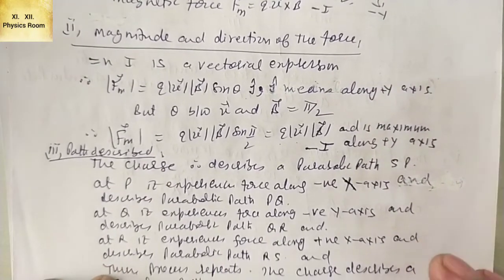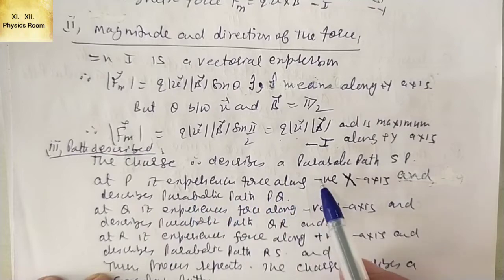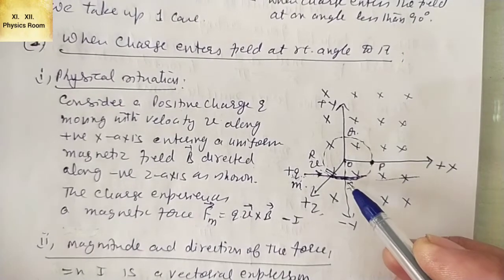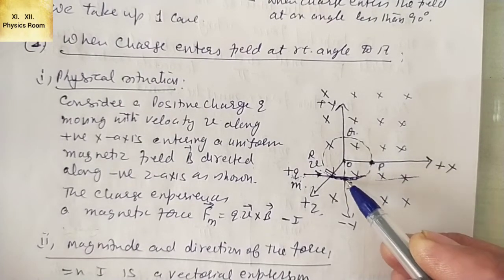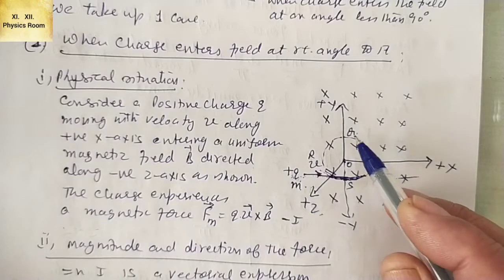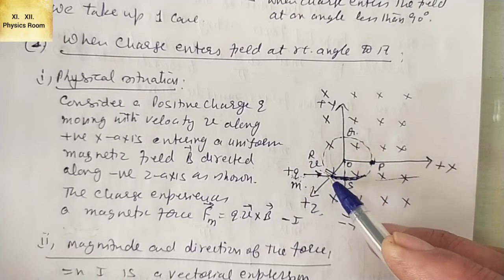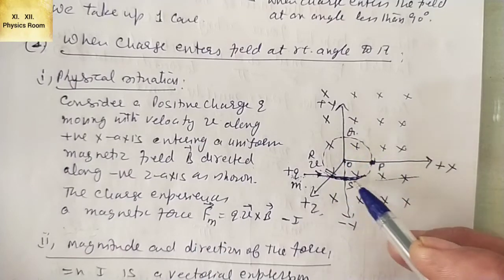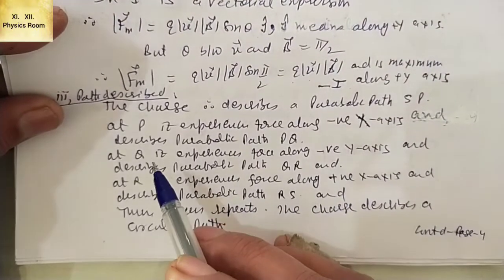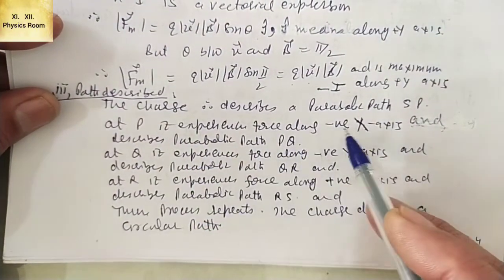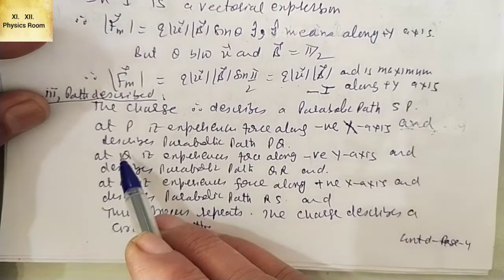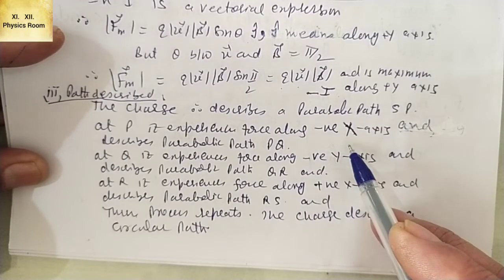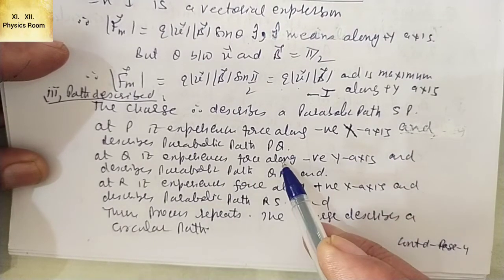The charge therefore describes a parabolic path SP. From S to P it is parabolic, and similarly from P to Q it is parabolic, from Q to R is parabolic, and R to S again back is parabolic. So it describes a circular path. At P it experiences a force along negative x-axis, following Fleming's left-hand rule, and describes the parabolic path PQ.